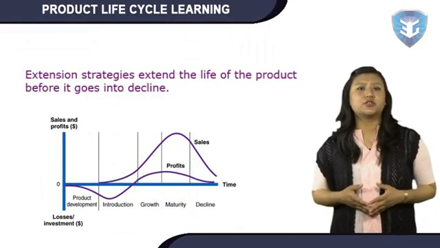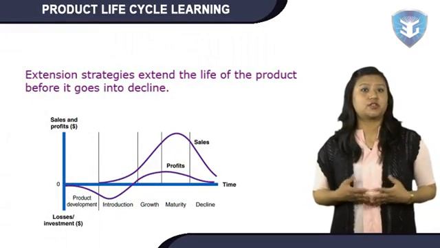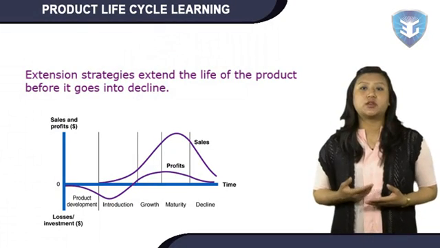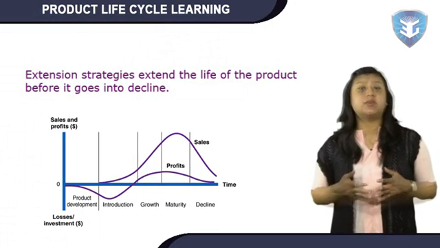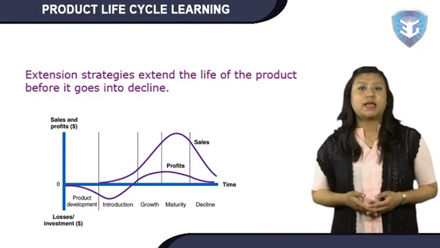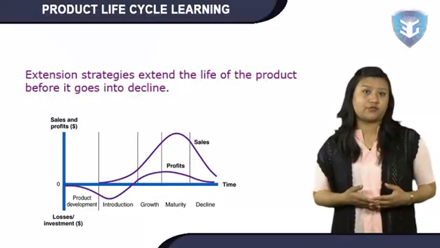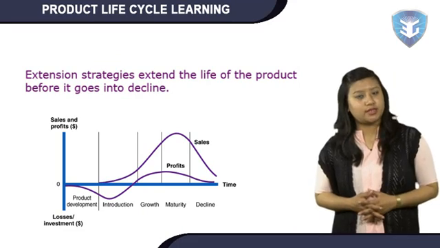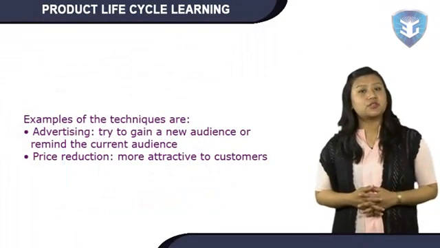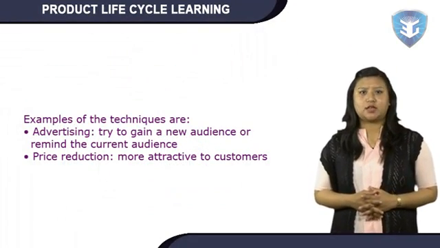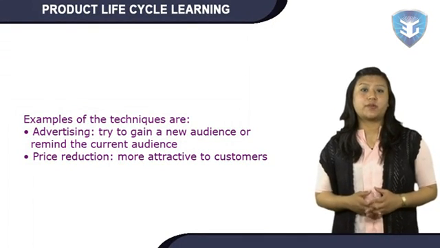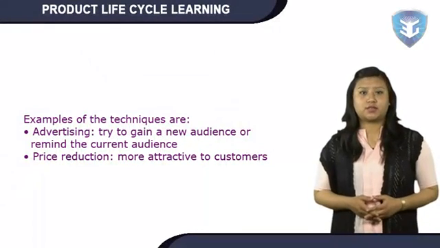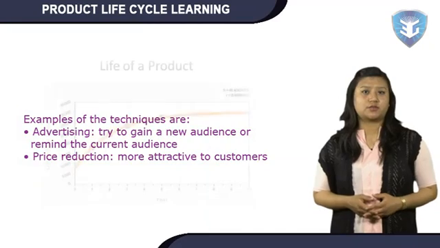A branded good can enjoy continuous growth, such as Microsoft, because the product is being constantly improved and advertised, and maintains a strong brand loyalty. Extension strategies extend the life of the product before it goes into decline. Again, businesses use marketing techniques to improve sales. Examples of the techniques are advertising. They try to gain a new audience or remind the current audience. Price reduction. They are more attractive to customers.